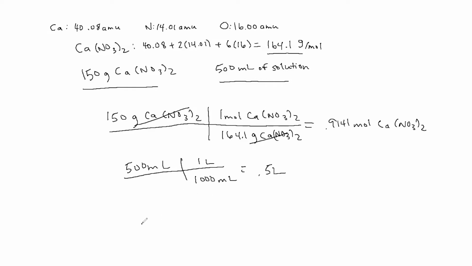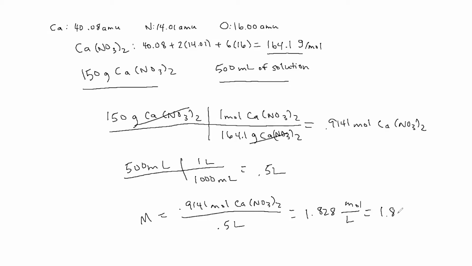So now let's calculate molarity. Molarity, remember that we represent that by a capital M, is equal to the moles of the solute, 0.941 moles of CaNO3 divided by the number of liters, which is 0.5 liters of solution, and that's going to give us 1.828 moles per liter. But remember, that's not how we write this unit. Our unit for molarity is actually a capital M, so our final answer is going to be 1.828 molarity.